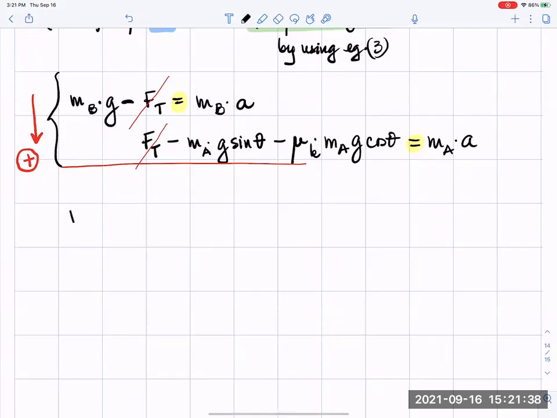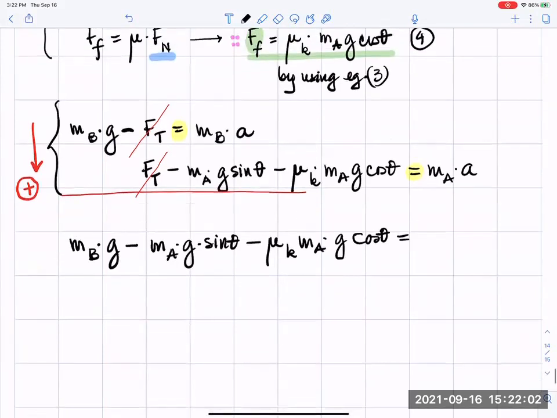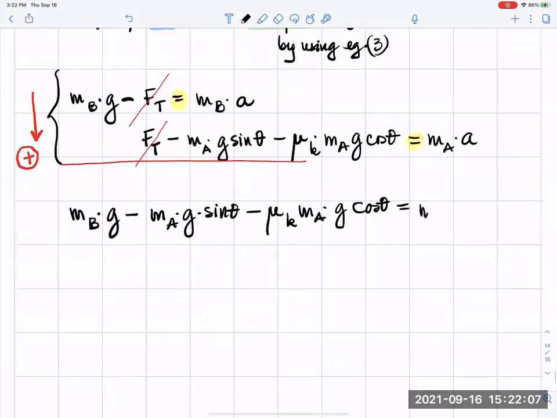When you add them vertically, you get the mass of body B times g. I'm done with the first part, the top equation. Let's see from the bottom equation what's left. Minus mass of body A times g times sine of theta, minus mu k, mass of body A times g times cosine of theta, equals, now with everything on the right side of the equation, mass of body B times a plus mass of body A times a.